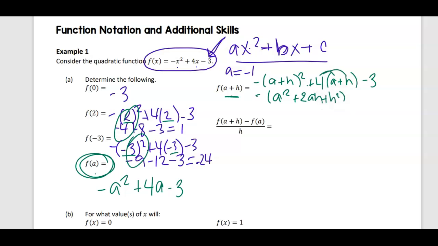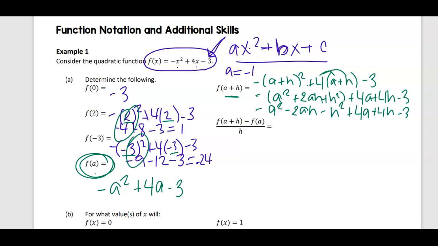I'm going to distribute 4 and subtract 3. Last thing I'm going to do is distribute this negative. So I would get -a squared minus 2ah minus h squared plus 4a plus 4h minus 3. None of those are like terms.